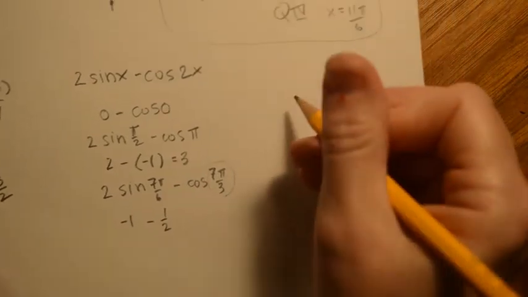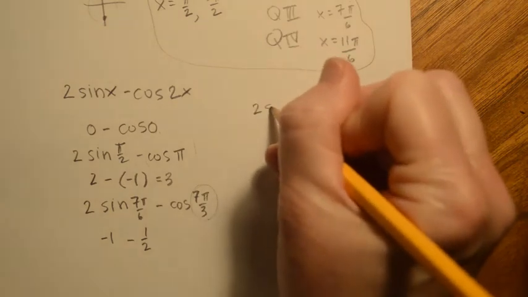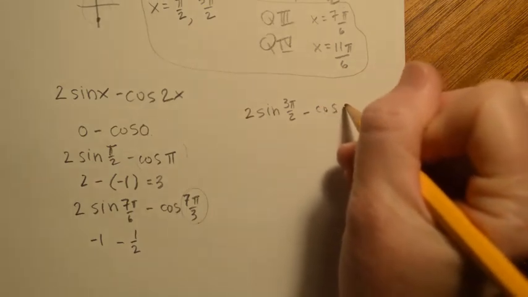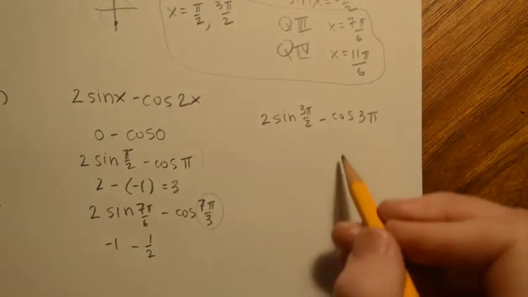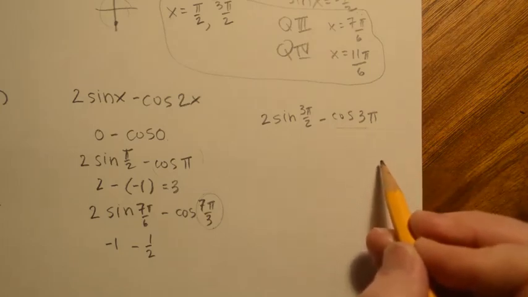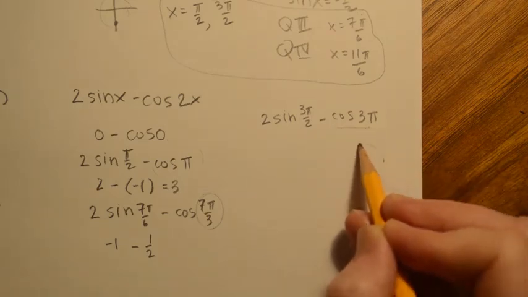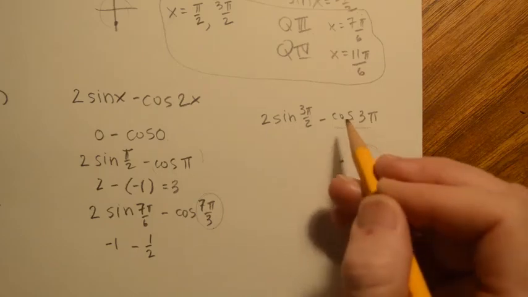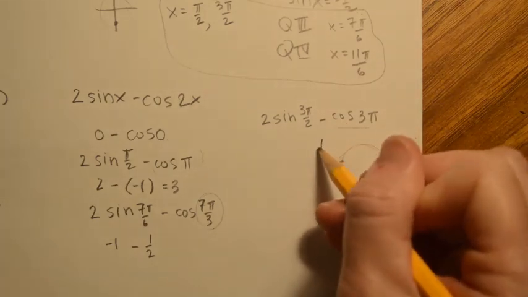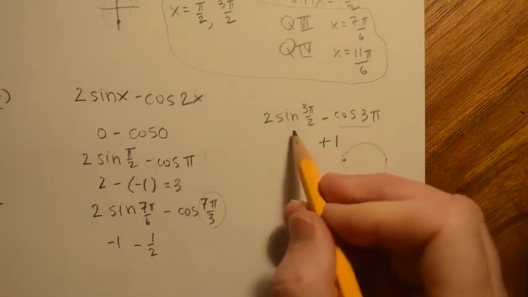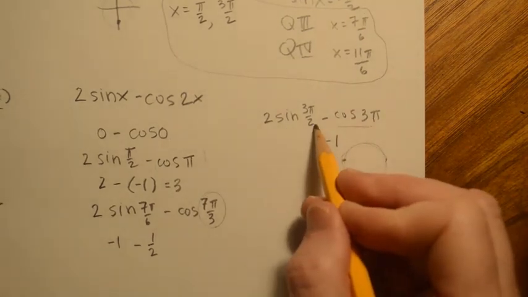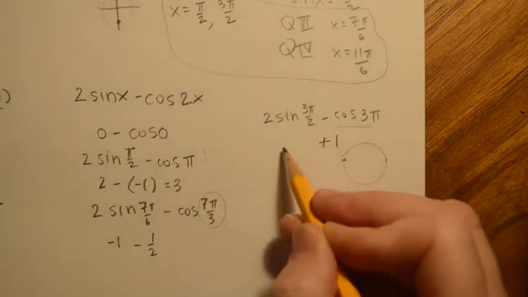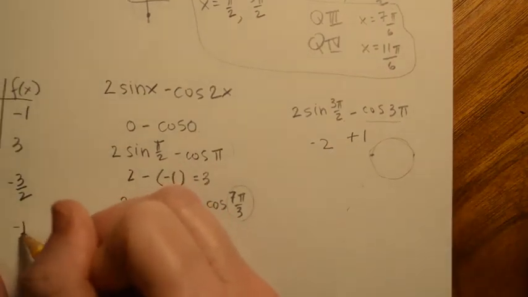Let's come over here. 2 sine of 3 pi over 2 minus cosine of 3 pi. I'm going to choose this one first. Cosine of 3 pi, that is 0 pi, 2 pi, 3 pi. So here we're the same as when we were just at regular pi. That's -1. So that's going to be +1 here, or minus -1. Sine of 3 pi over 2, that is at pi over 2, so let's go 0. So this is -1, so this is -2. So we should have -1 here.